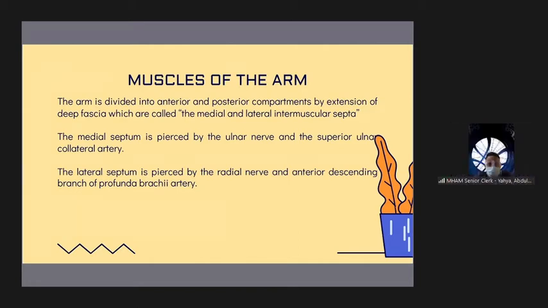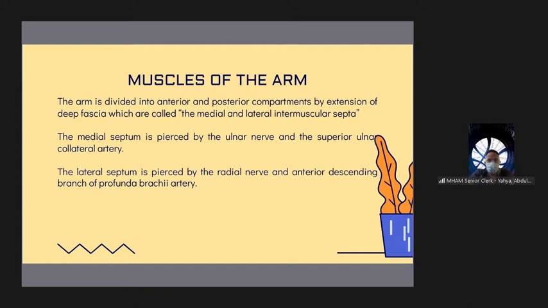So, good morning once again. For the muscles of the arm, the arm is divided into anterior and posterior compartments by extensions of the deep fascia, which are called the medial and lateral intermuscular septa. The function of these septa is to provide additional surface for the attachment of these muscles. They also form planes along which nerves and blood vessels travel.